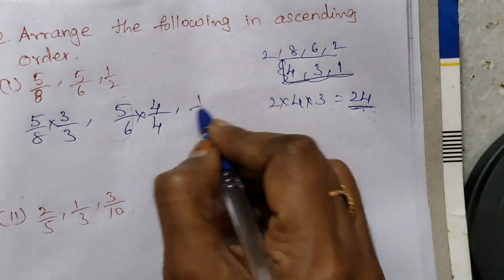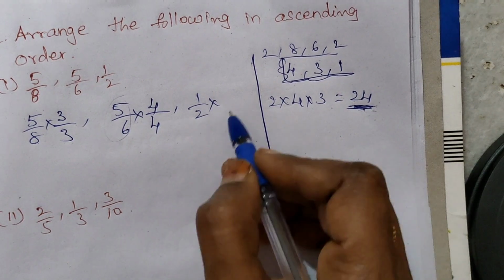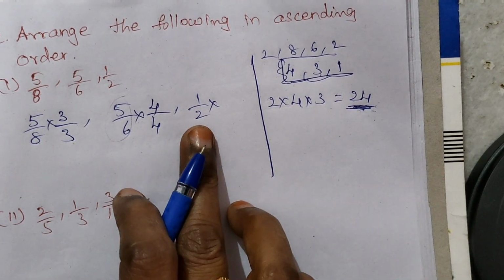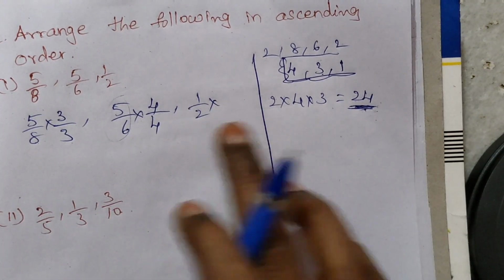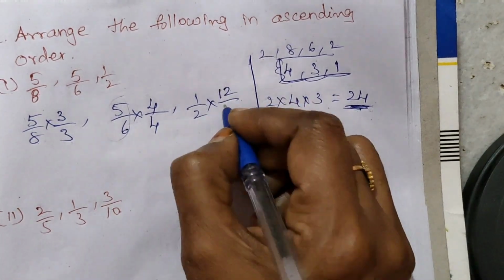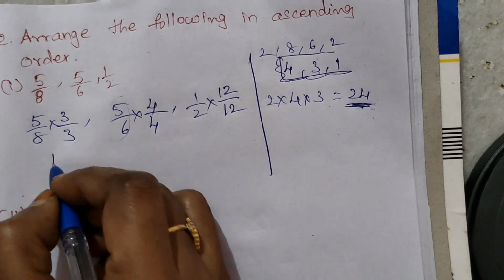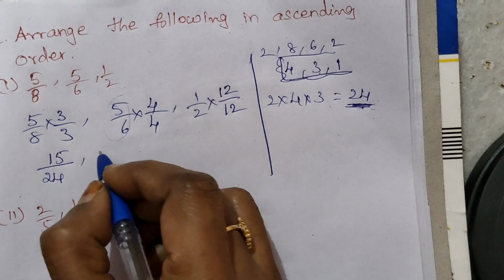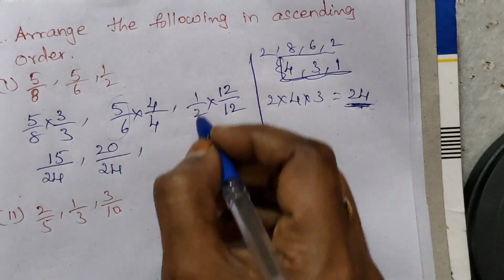Okay. Next, 1 by 2 into, here 24. Here also, I want in the denominator 24 only. So, multiply 2 with any number, you have to get 24. 2 twelves 24. So, here also multiply numerator and denominator with 12. Okay. So, 5 3's 15. 8 3's 24. 5 4's 20. 6 4's 24.